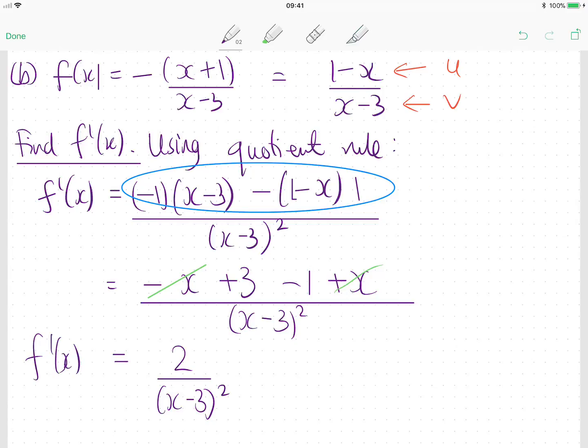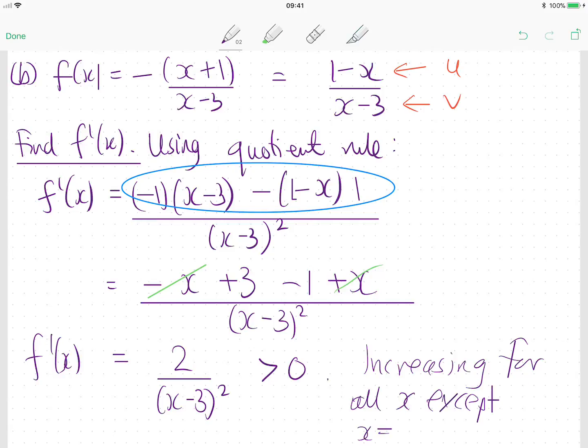So our derivative f dash x is 2 divided by x take away 3 all squared, which is bigger than 0 for all our values, which was all x except for 3, and the other one was minus 1. So it's increasing for all values that we considered. It's increasing for all x except x equal to 3 and minus 1, where it's not defined. And there you go, that finishes off that example.